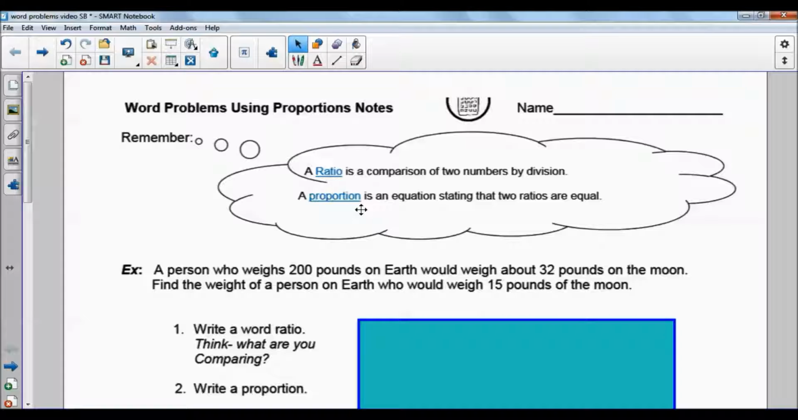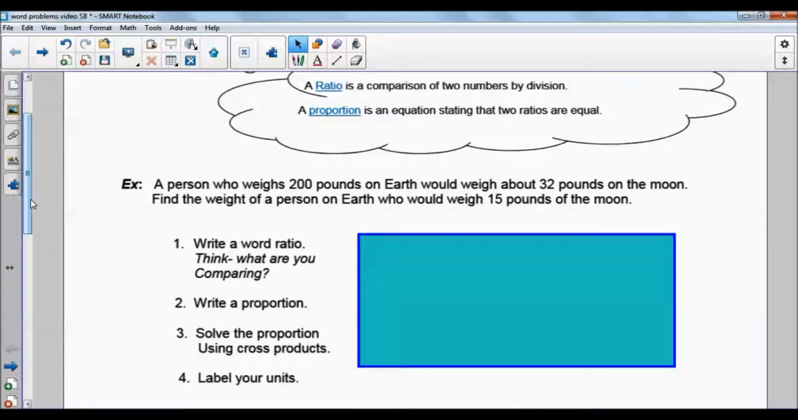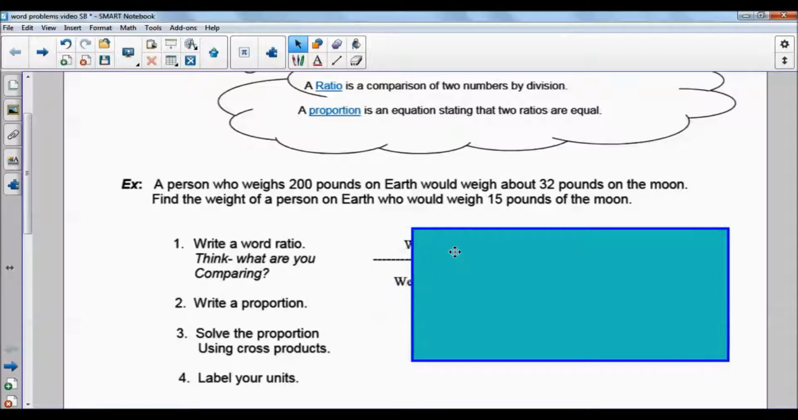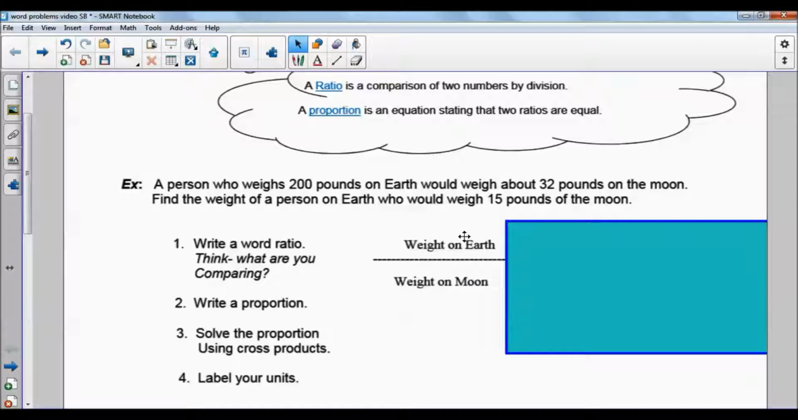Okay, so let's read the first example together. A person who weighs 200 pounds on Earth would weigh about 32 pounds on the moon. Find the weight of a person on Earth who would weigh 15 pounds on the moon. Okay, so let's write a word ratio. Think about what you're comparing here. So our word ratio, we're going to be comparing a person's weight on the Earth with the person's weight on the moon. So here's our fraction. We're going to put weight on Earth over weight on the moon. And then we can fill in our missing pieces.